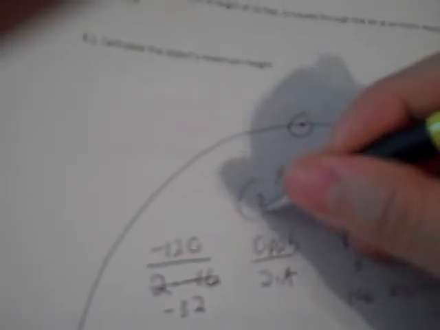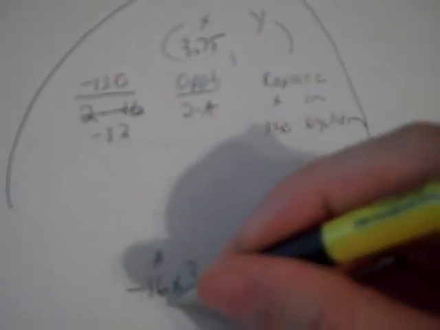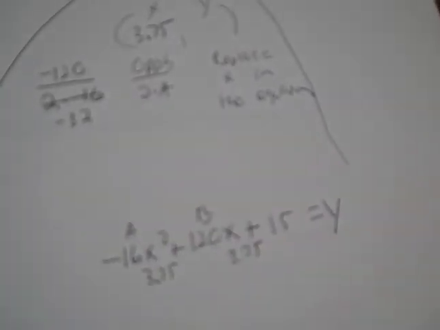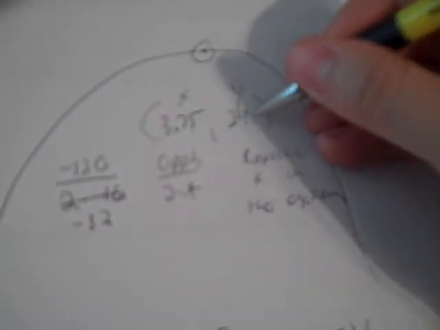Now that's not your maximum height. That's the seconds it took to get to the max height. Y is the max height. And now that you know x is 3.75, you can plug that in, and that's going to equal y. So negative 16, parentheses 3.75 to the second, plus 120, parentheses 3.75, plus 15. I got 240. So 240 feet is the maximum height.